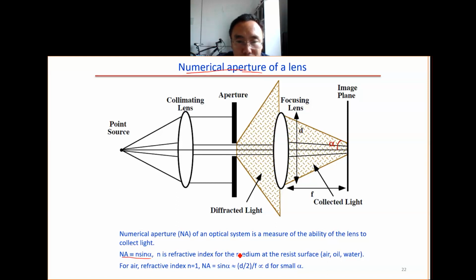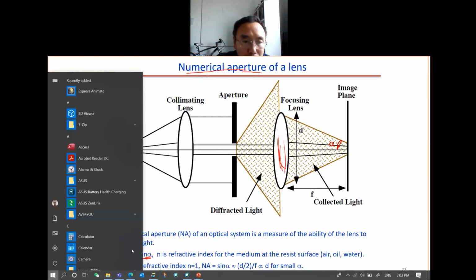So n is the index of the medium. Here, n equal to 1 for air; otherwise n is not equal to 1, and can be higher than 1. Sin alpha: alpha is this angle here. You can see the larger the alpha angle, the bigger the lens. So the numerical aperture is the capability of the lens to collect the light. The larger the numerical aperture, the bigger the lens, and the more light will be collected. This is also an important concept for the optical microscope.